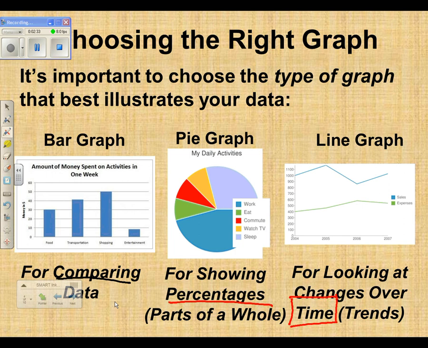Time is the key. Anytime you see time, you know that you are dealing with a line graph. Anytime you see percentages or parts of a whole, you know that you are dealing with a pie graph. And anytime you have a comparison in data, you are dealing with a bar graph.